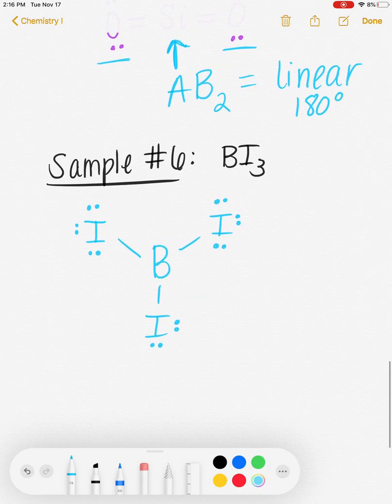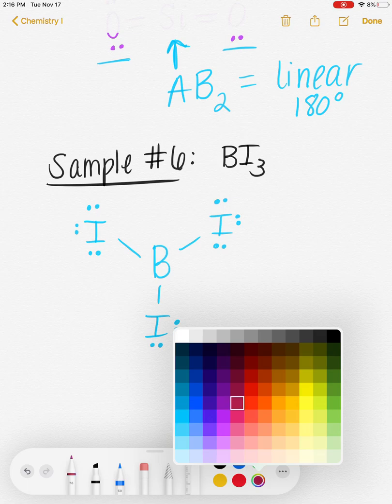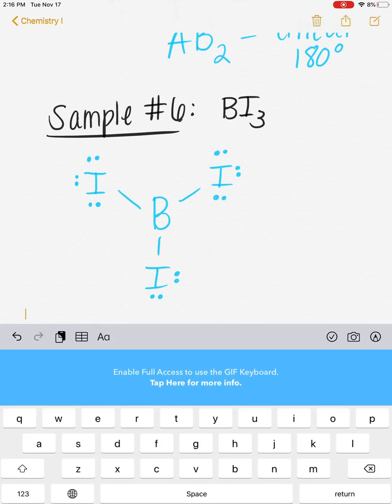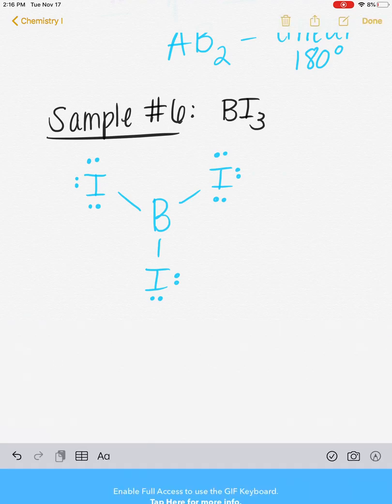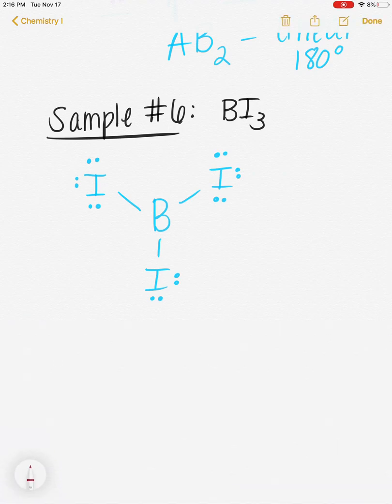All right, let me change my ink color so that you can better see for this solution. All right, sample number 6. We have boron in the center with 3 iodines. Now remember, boron's one of those double your luck elements that we talked about yesterday. So it doesn't need a full set of 8 electrons around it. It's happy with the 6 that are drawn around it right here because it started with 3.